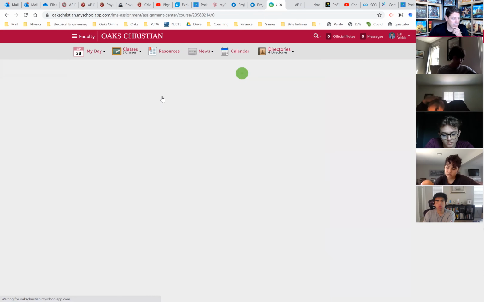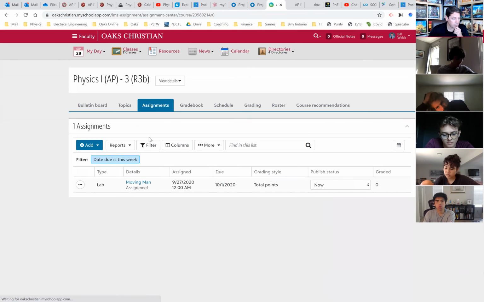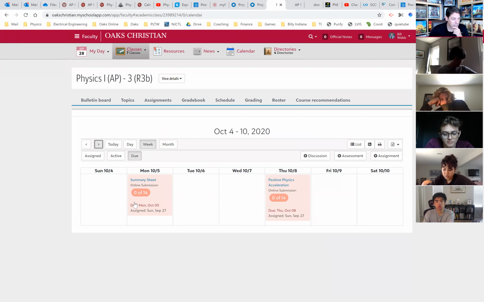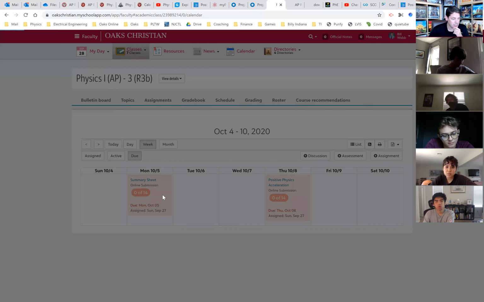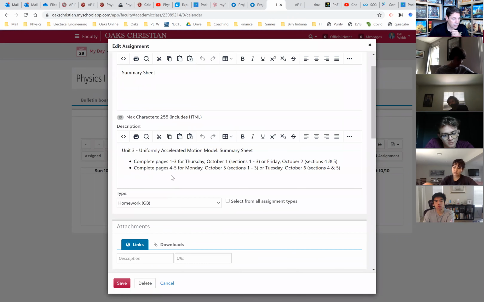All right, the next assignment on the calendar is the summary sheet. Okay, and it's due next Monday. If you click on it, it recommends you try to complete the first 3 pages by Thursday or Friday, and then complete the last 2 pages by Monday or Tuesday, depending on sections. This is just a suggested pacing guide, just to help make sure you don't try to do it all in one sitting. It's a homework assignment. It's basically just a worksheet, so it's not too complicated for you to figure out.